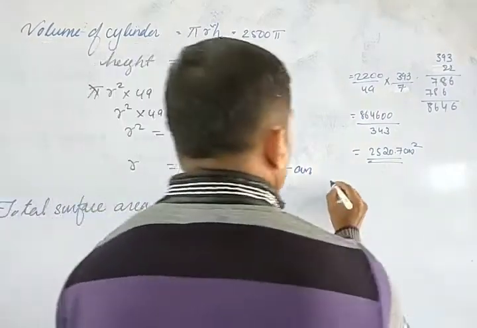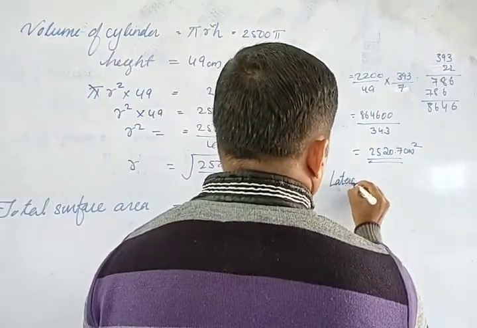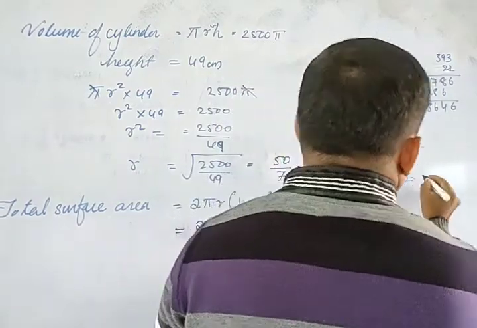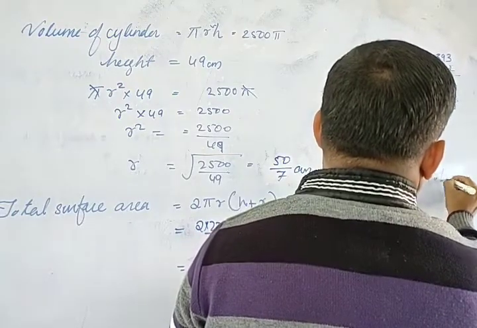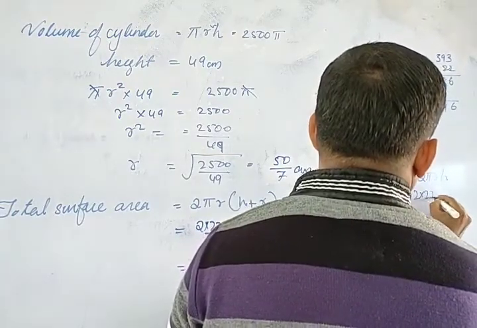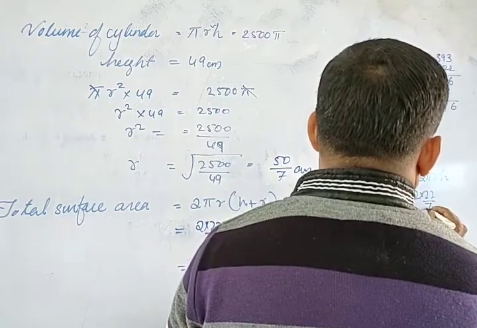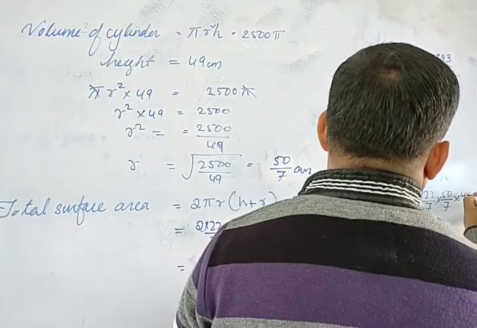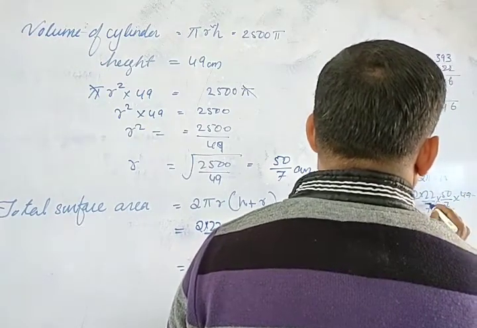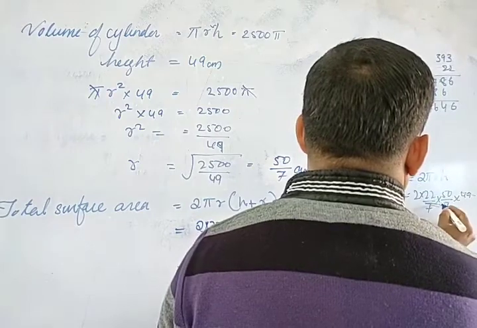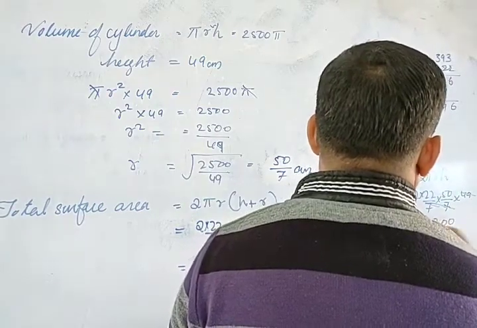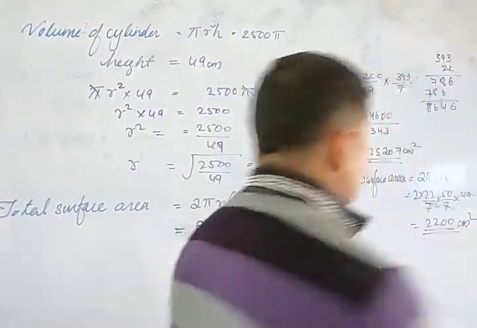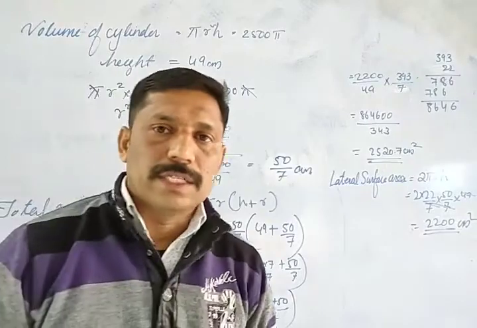Now we find out the lateral surface area. Lateral surface area is equal to 2 pi RH. That is equal to 2 into 22 upon 7 into radius 50 upon 7 into 49. This 7 sevens are 49, this 49, 49 will be cut. Then 5 fours are 20, means 2200. 2200 centimeter square is the lateral surface area of this cylinder.